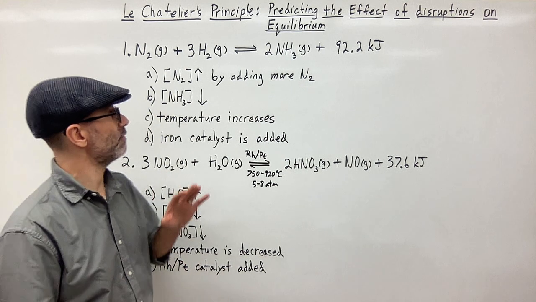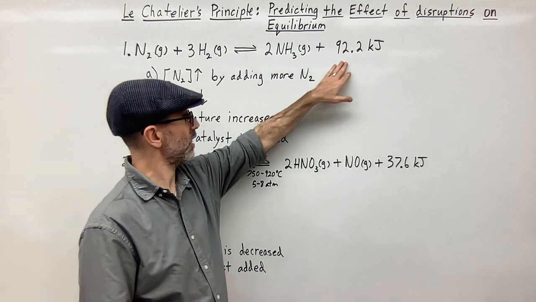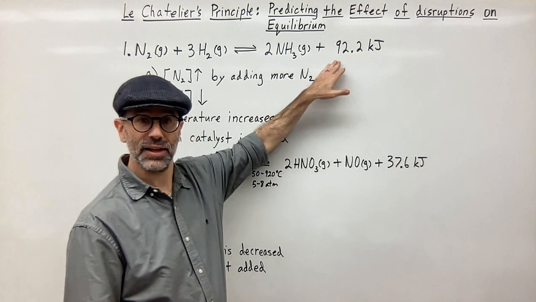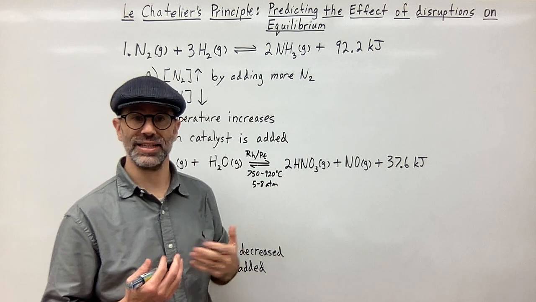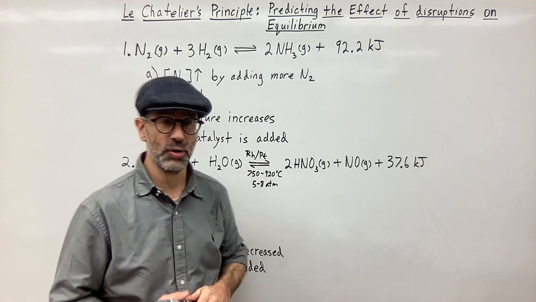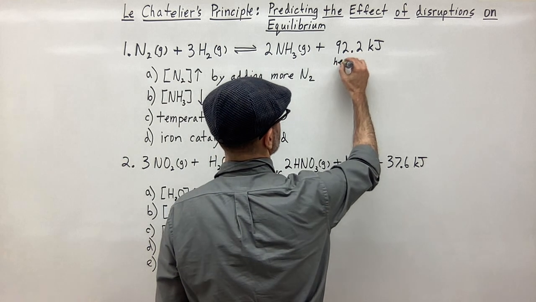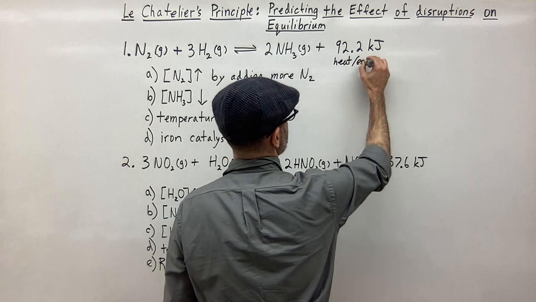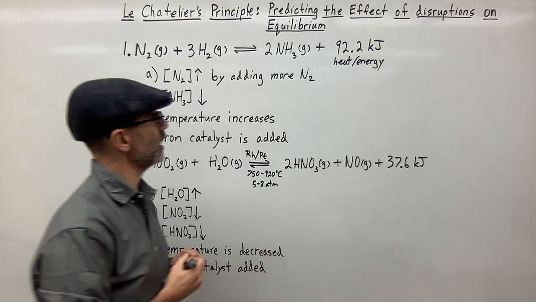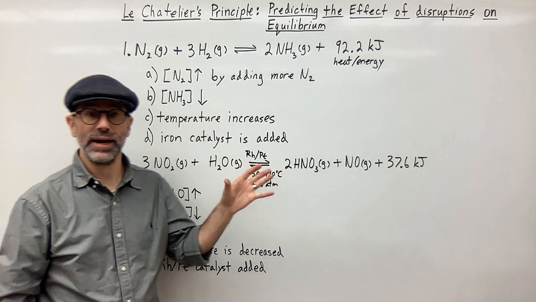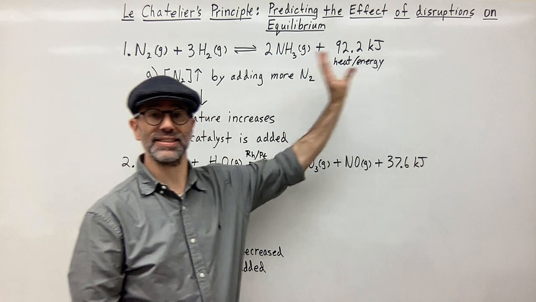So here we have our first reaction that we're given. Now I want to point out that we have kilojoules here on the product side. So what this is referring to is heat or energy that's given off as a product, right? So here we want to think of this as energy in the form of heat, right? So here, this would be an exothermic reaction because heat is being given off as a product. Energy is given off as a product.